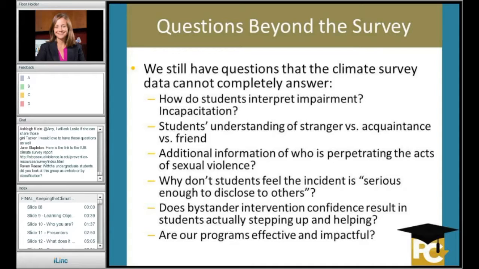And then also, are our programs effective and impactful? So going back to that program evaluation piece that Jane talked about, we do program evaluation. I think there's an opportunity for us to get more student responses, but again, just asking, are programs effective and impactful? And then how are we changing them to meet the needs of students, and is that a continual iterative process?